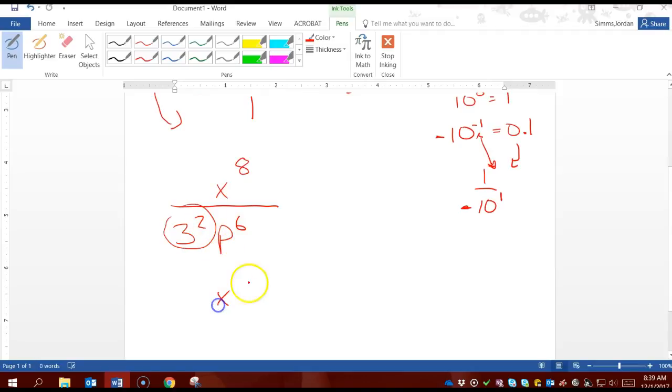Then we're just going to evaluate that because we can. 3 squared is 9. That's where your 9 comes from right there, buddy. So 9p to the 6 is the simplified version of that expression.